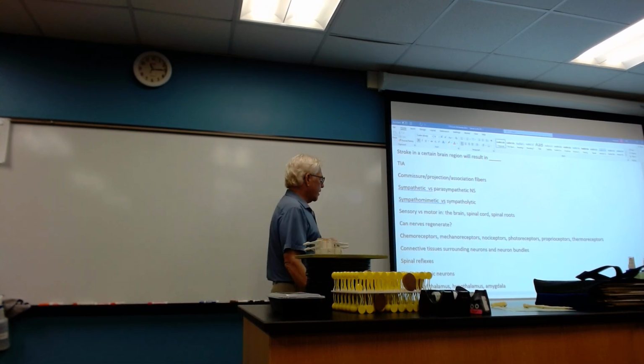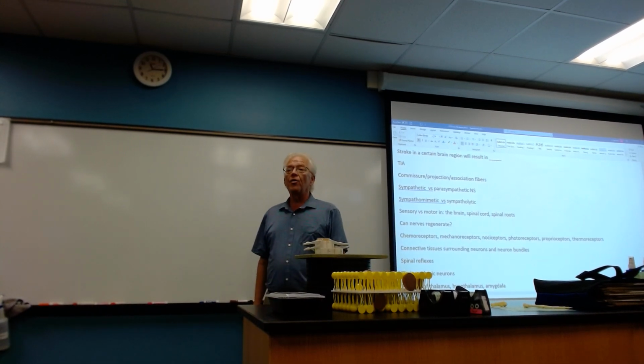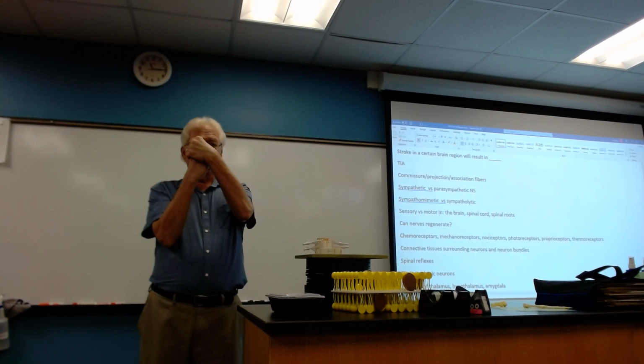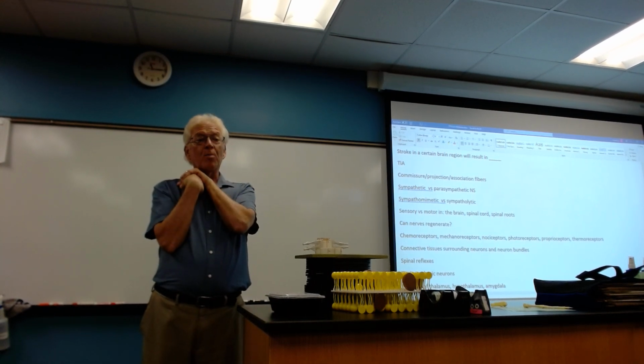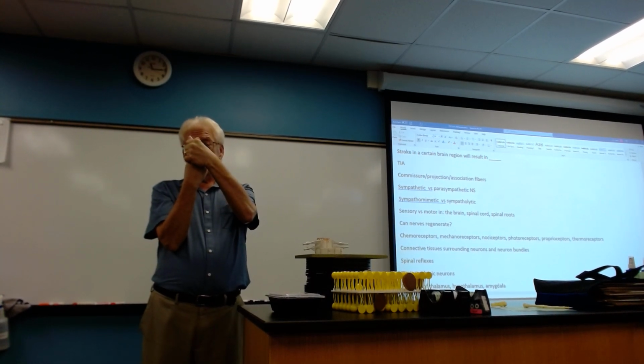Okay? All right. What do I call the connective tissue around one axon? Myelin. Myo means muscle. These are nerves. Nerve. Nerve what? Say it again.